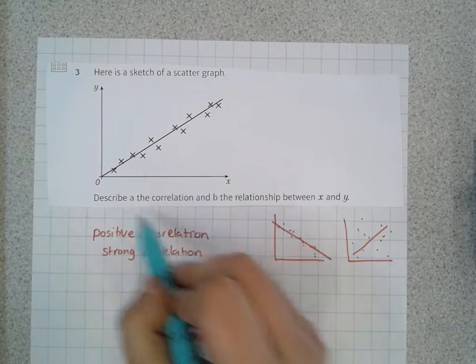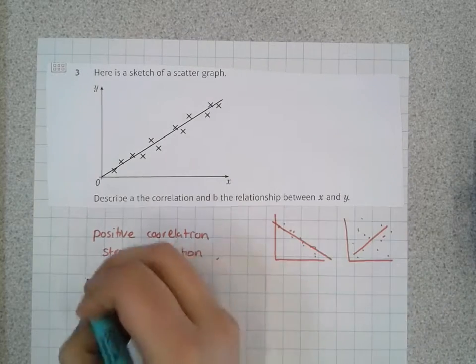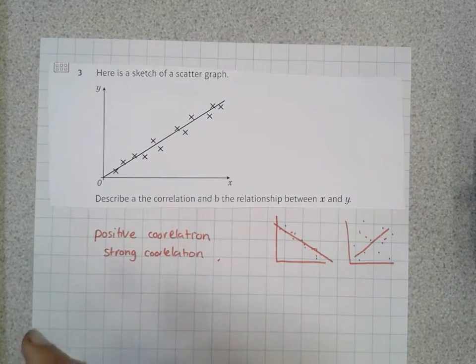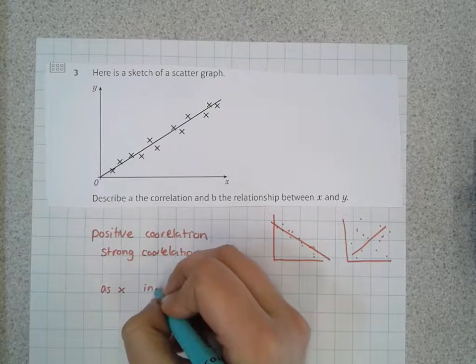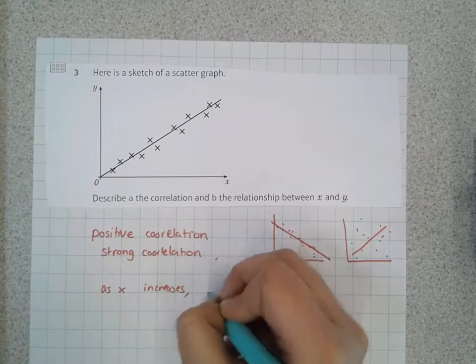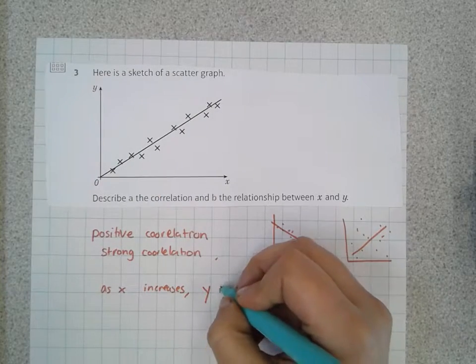Now, if we're describing the relationship between x and y, we can do that two different ways. First of all, we can describe what happens to y when x gets bigger. So as x increases, does y increase or decrease? Well, in our case, it increases, so I'm going to say y increases.